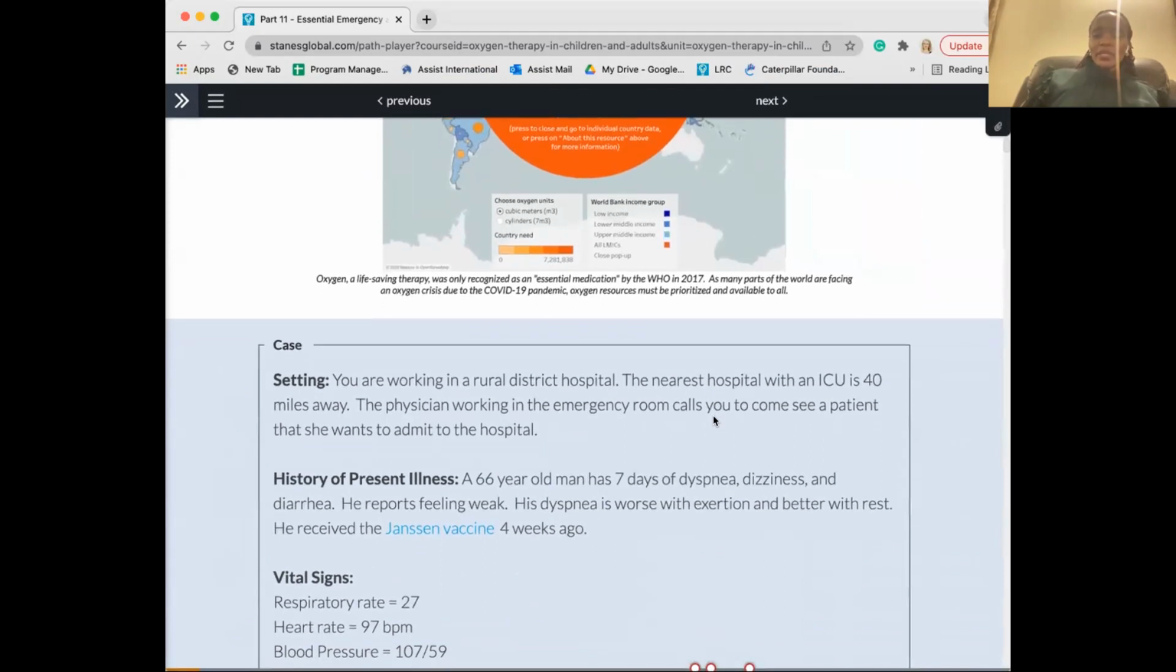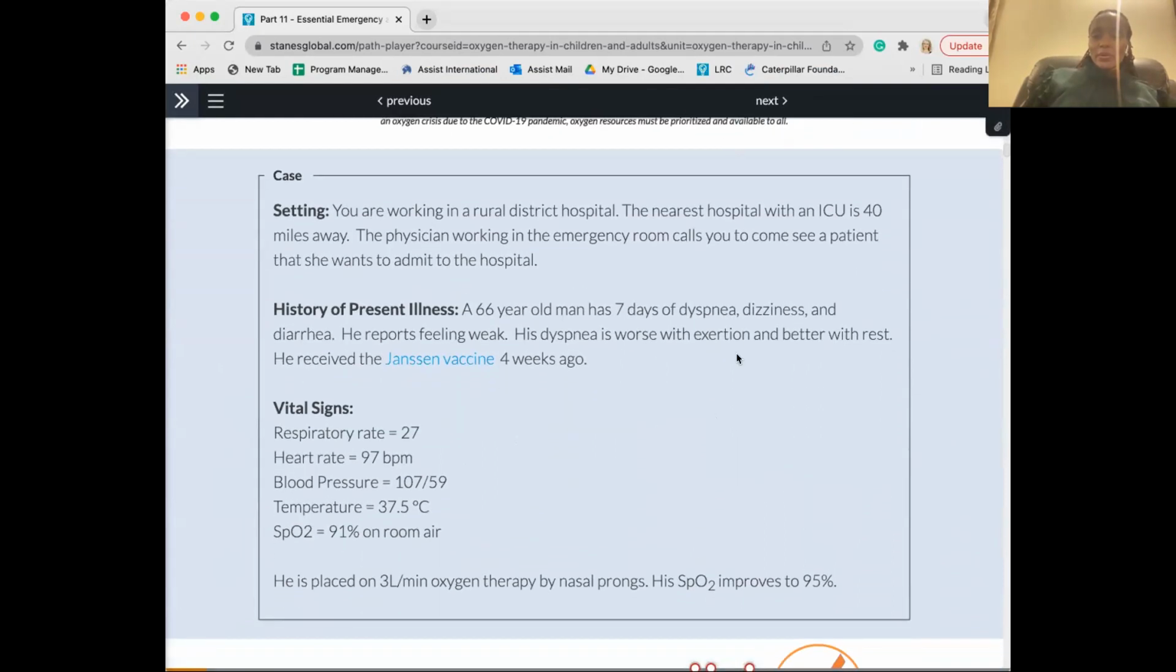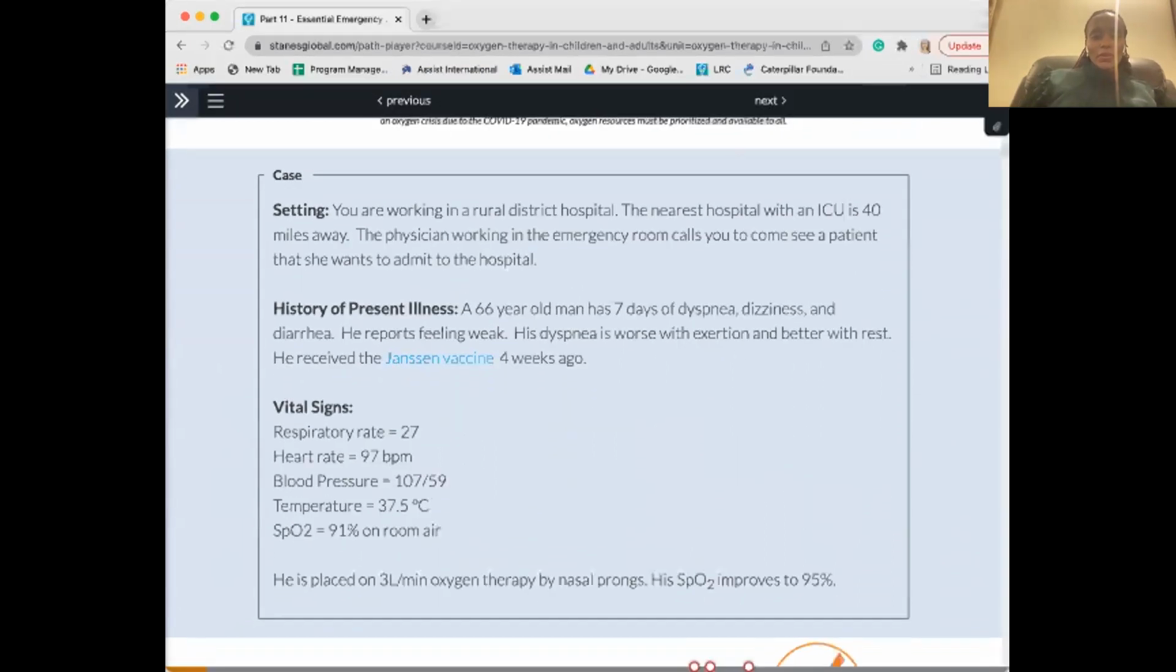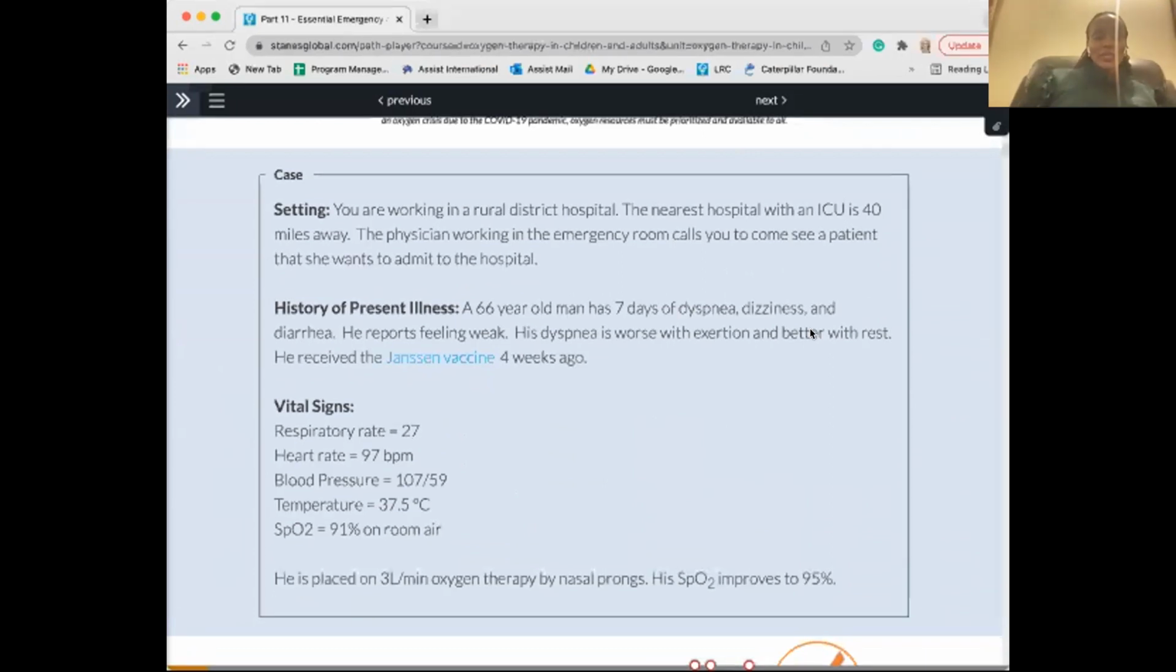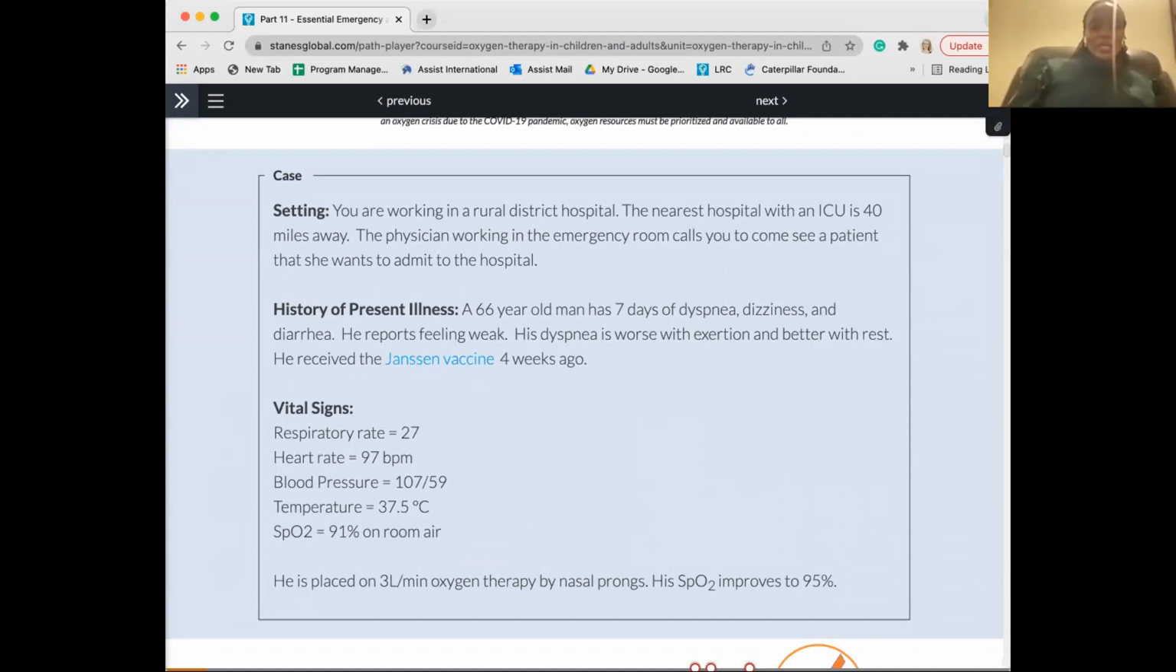So you're working in a rural setup, in a rural district hospital. The nearest hospital with an ICU is 40 miles away. The physician working in the emergency room calls you to come see a patient that she wants to admit to the hospital. The HPI is a 66-year-old man who has 7 days of dizziness and diarrhea. He reports feeling weak. His dyspnea is worse with exertion and better with rest. He received the Janssen vaccine 4 weeks ago.